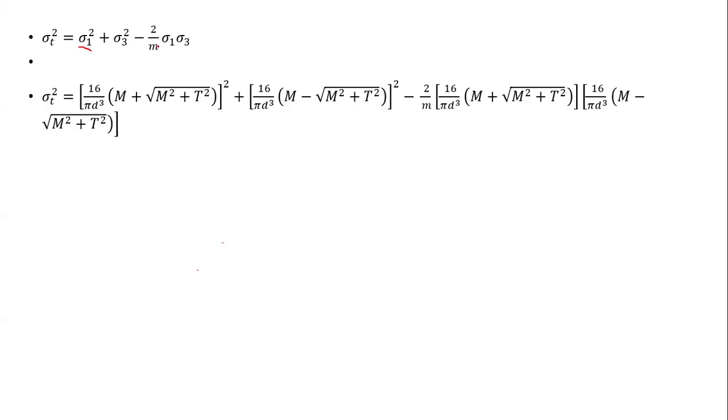Then what do I have next? It's stress 1. Stress 1 is this expression we've written here, carrying a plus in between. So I have 16 over pi d cubed, open brackets, m plus under the root of m squared plus t squared, close brackets. Then what about stress 3? This is the one where, instead of plus, we have a minus, and this is the one we also have here. So we write it 16 over pi d cubed, then open brackets, m minus the same under the root of m squared plus t squared.